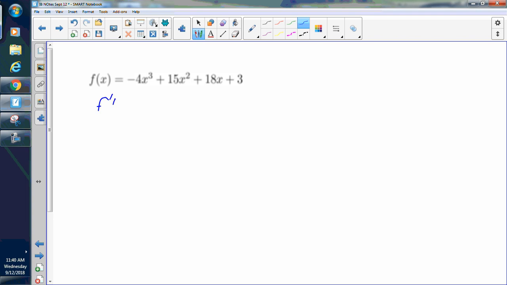So our derivative is -12x squared plus 30x plus 18. Set it equal to 0.